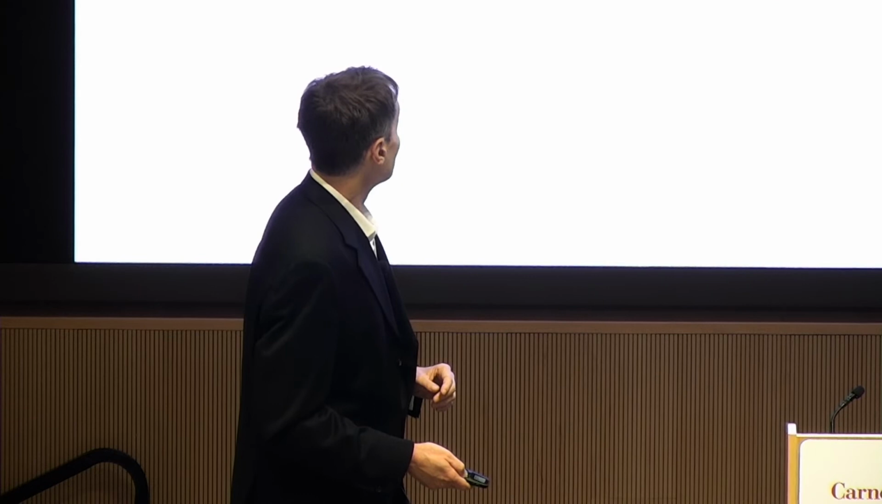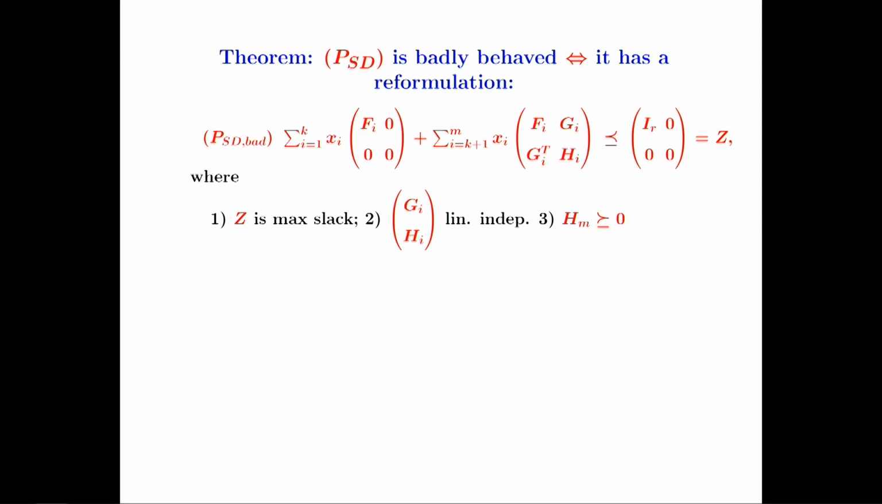And then here's the next theorem. The system is badly behaved if and only if it has a reformulation of a certain shape. And there are three things to absorb there, so it's not too much. It's more complicated than the previous theorem. The first is that the Z is the maximum rank slack. So I made that to be the right-hand side. I can always do that, right?